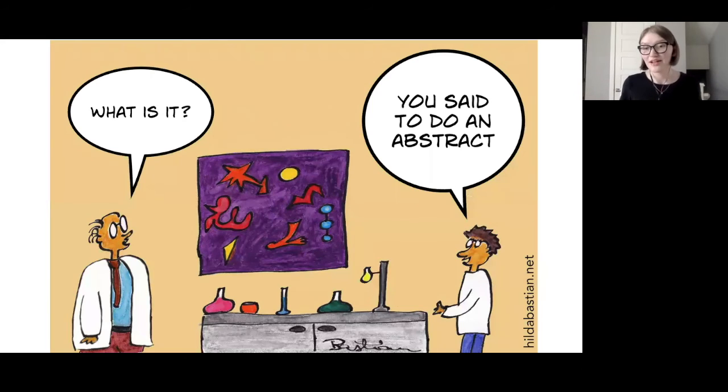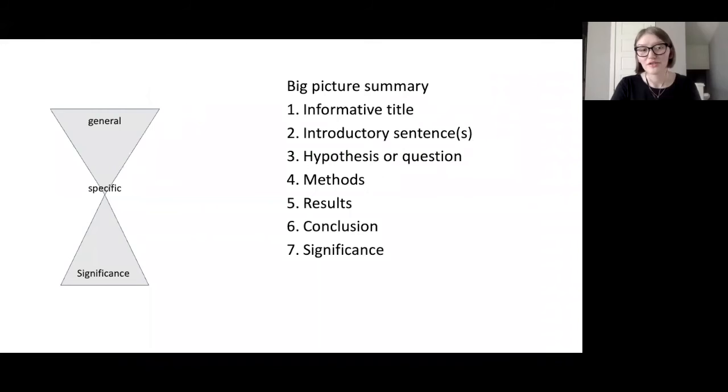So an abstract overall is a big picture summary of your project. You explain what you've done and what you're trying to do and what it means for your discipline and for the world, generally the broader impact of your research. And so we're going to go through the anatomy of the abstract right now.